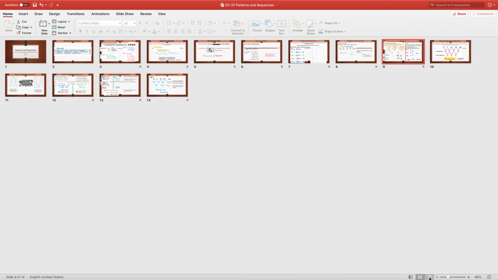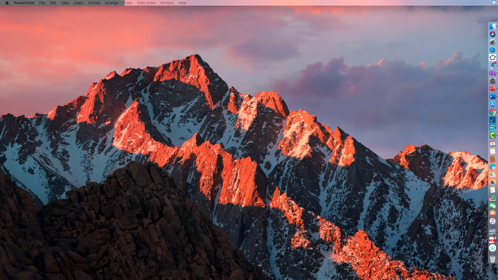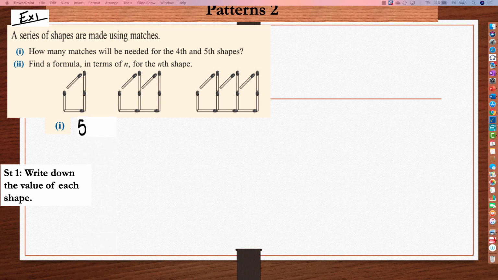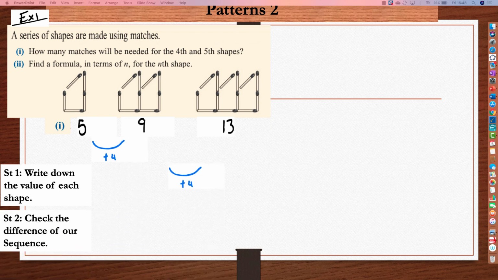Right, let's look at it. So the very first thing I do, step 1, I write down the value of each shape. So there's 5 in the first, 9 in the second, and 13 in the third. So that means in the fourth and fifth, what's going up in? Exactly, going up in 4. So going up in 4 and 4. So the fourth is going to have 17, and the fifth is going to have 21.